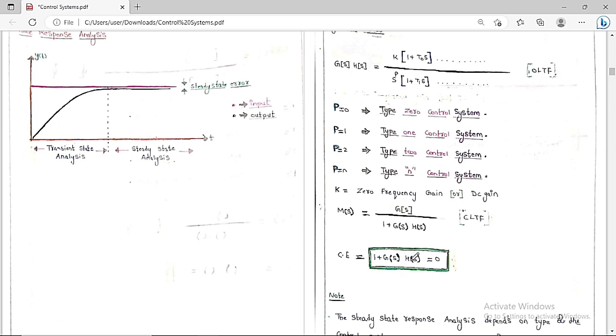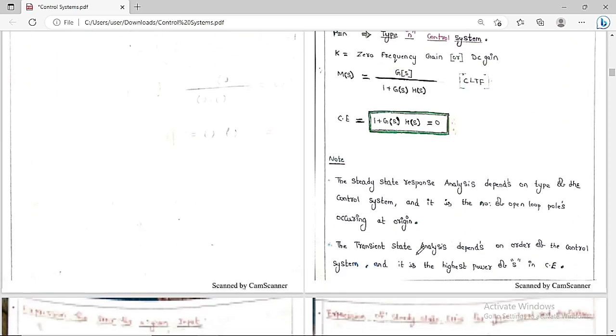So finally I can say only one thing: type means, in the open loop transfer function G(s)H(s), the number of poles present at the origin is called the type of the system, and in the characteristic equation 1 + G(s)H(s) = 0, the highest power is called the order of the system. So these two definitions you always have to keep in your mind.